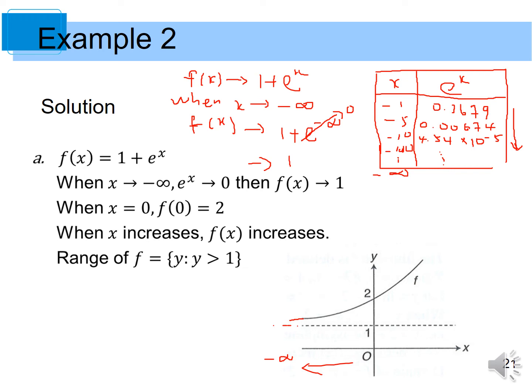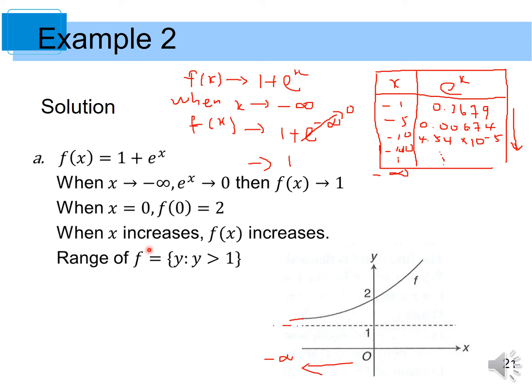When x equal to 0, we check for the y intercept. So we let x equal to 0. So f(0) equal to 2, meaning that you just need to substitute your x by 0. So exponent 0 is 1. So 1 plus 1, 2. So the y-intercept here, 2.